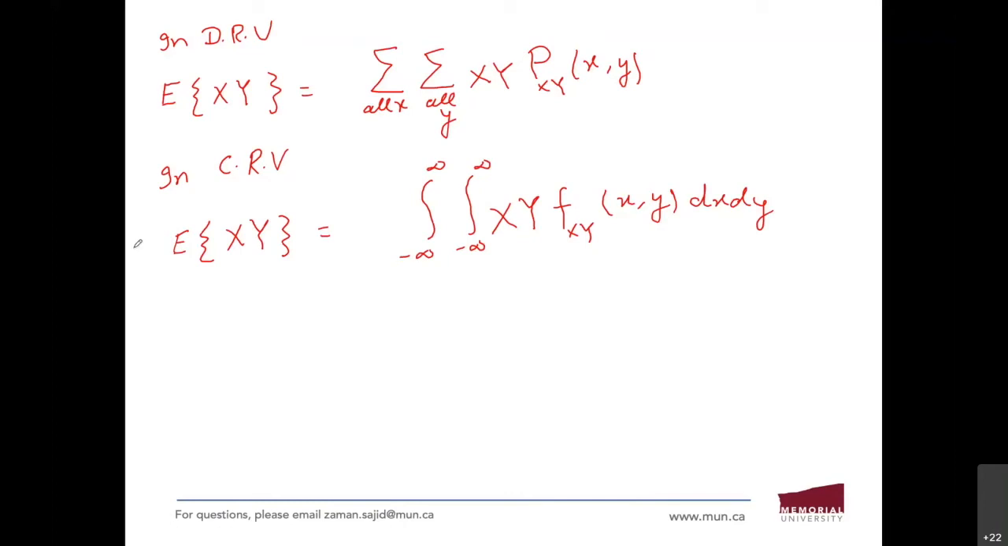The covariance shows the relationship between two variables. Now if x and y are independent, then your covariance of x, y will be equal to 0, because there is no relationship between them. They are independent of each other.